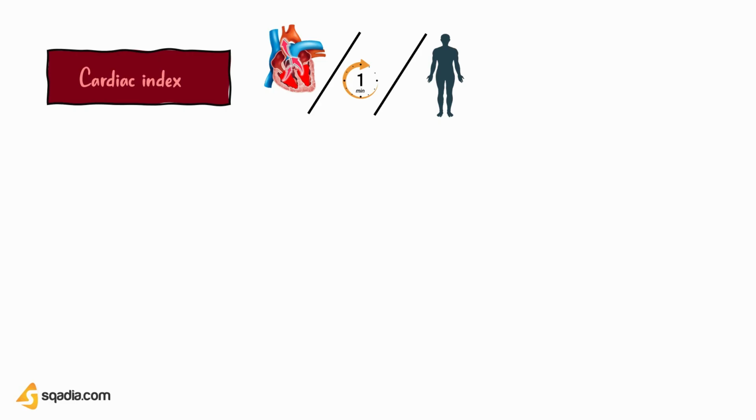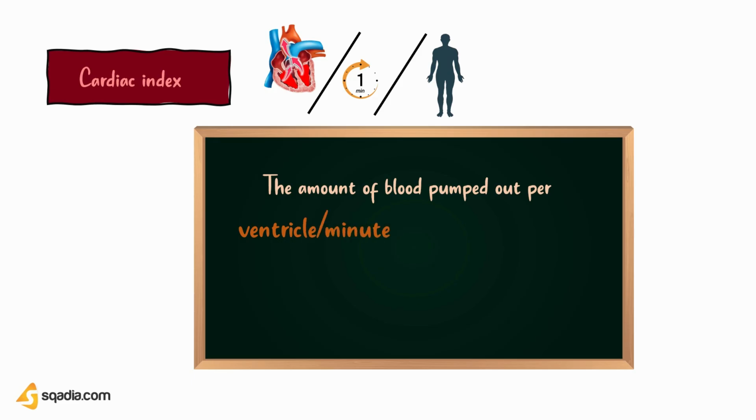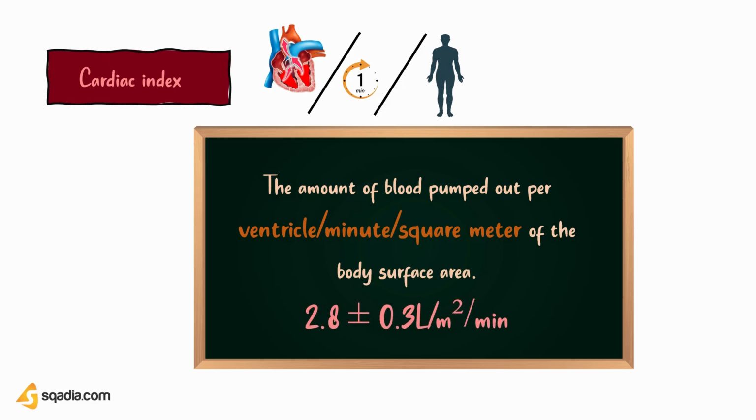Another term is cardiac index. Cardiac index is the minute volume expressed in relation to square meter of body surface area. It is defined as the amount of blood pumped out per ventricle per minute per square meter of the body surface area. Means, in addition to minute volume, area is also involved in this term, and its normal value is 2.8 plus minus 0.3 liters per square meter of body surface area per minute.